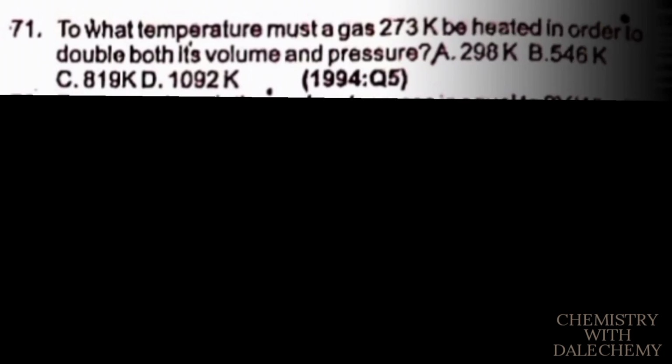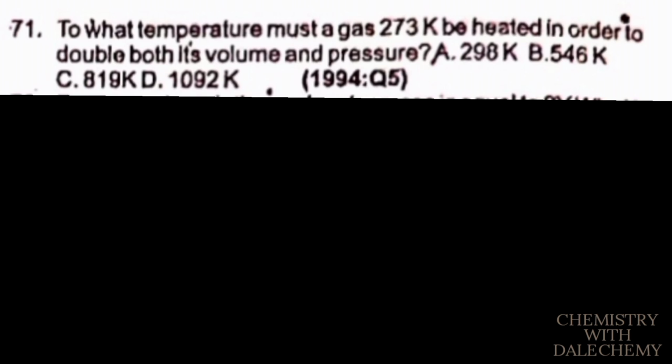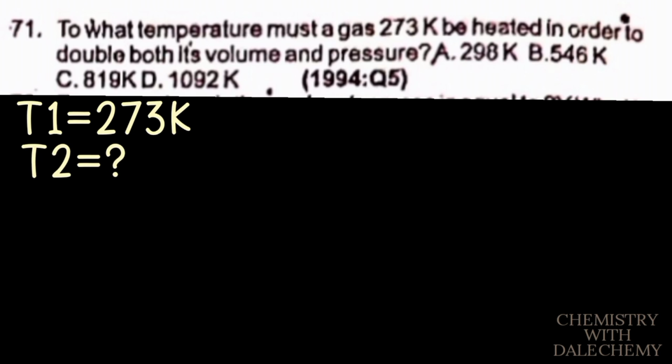The next question is question 5 of 1994. To what temperature must a gas at 273 Kelvin be heated in order to double both its volume and pressure? This question is quite easy. It's a relationship between temperature, pressure, and volume, which is given by the general gas equation. So the first value given here is T1, the initial temperature, 273 Kelvin. They're asking us for T2, that is, what temperature we will now increase it to, in order to double both its volume and pressure.